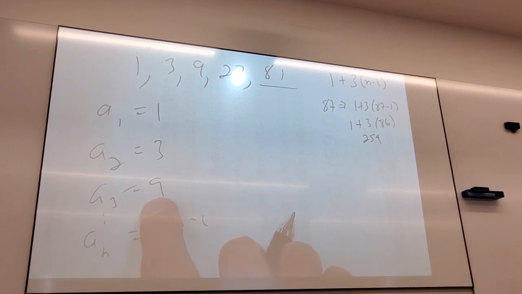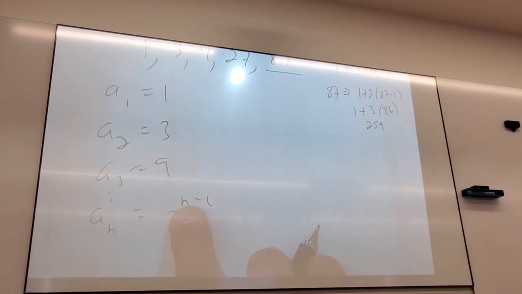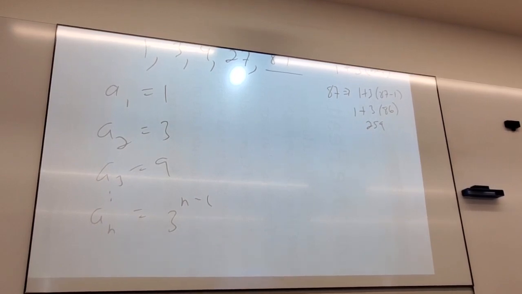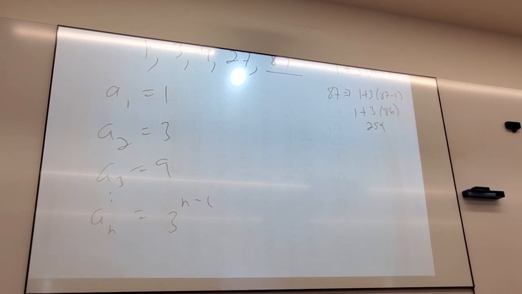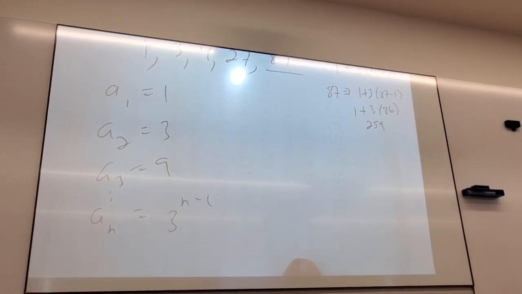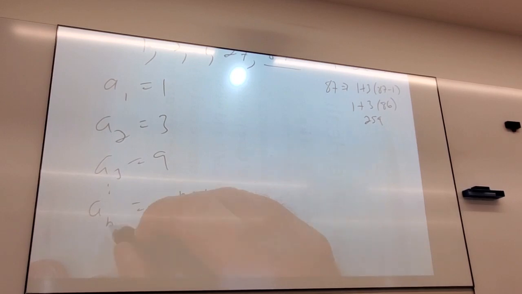Is the third term supposed to be 9? So what do I get when I plug a 3 in? I get 9. That's geometric, sure. We're not going to have to worry about that. Wait, is that an H or an N? That's an N, yeah.